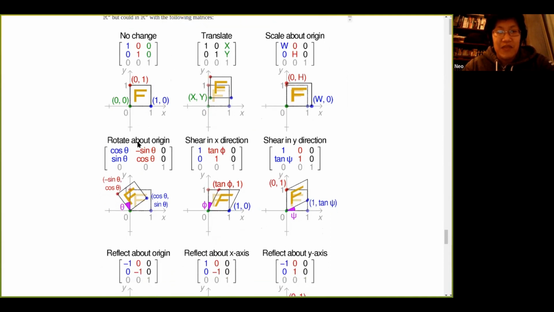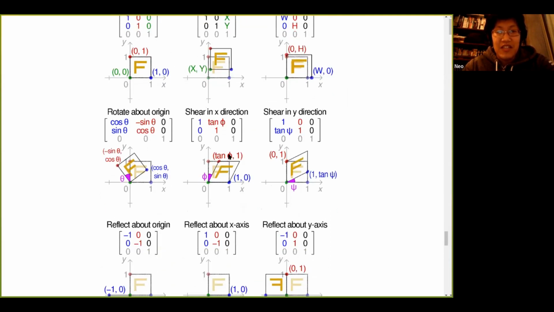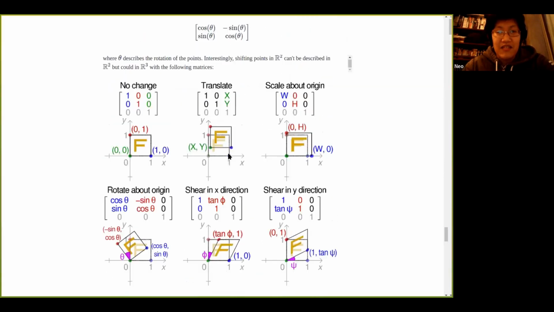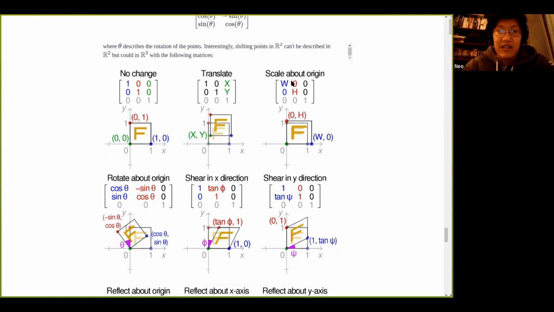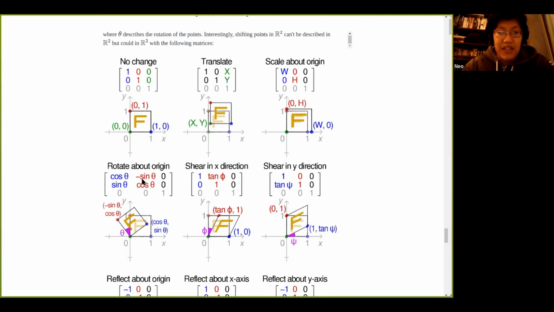For example, rotation about the origin, shearing, and also reflecting. So let's go with them one by one. If the matrix that you use has this form with x and y, if the first element was actually centered around the origin, the x and y will actually shift the origin vector to x and y. You can also scale around the origin by actually having these two numbers being changed. You can rotate about the origin.